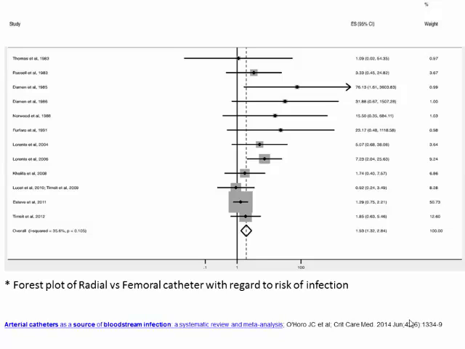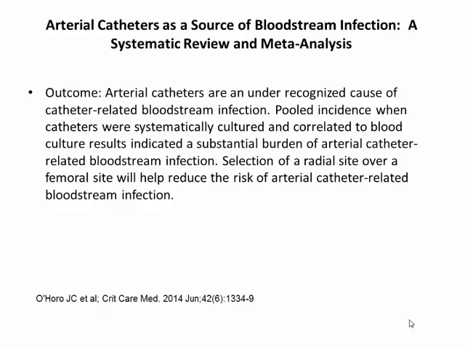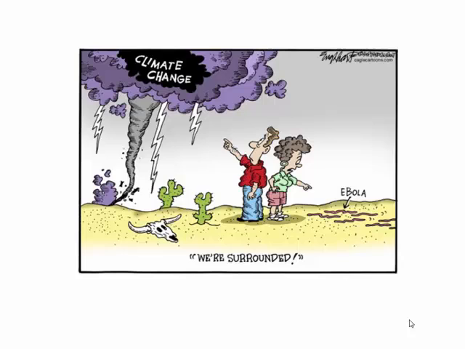It's again all the way from 1983, a lot of studies through 2012. This is the plot of radial versus femoral catheter with regard to infection. You can see the femorals have more risk. And this was the outcome they came up with: that arterial catheters are still an unrecognized cause, because we usually think about central venous catheters, and selection of a radial site will actually help reduce the risk of a bloodstream infection.